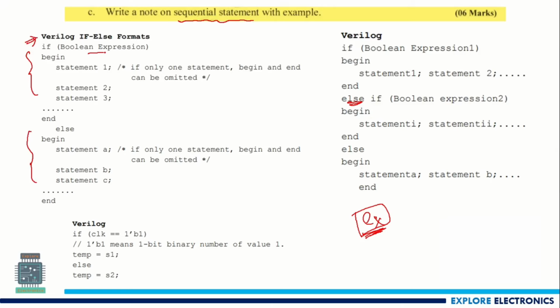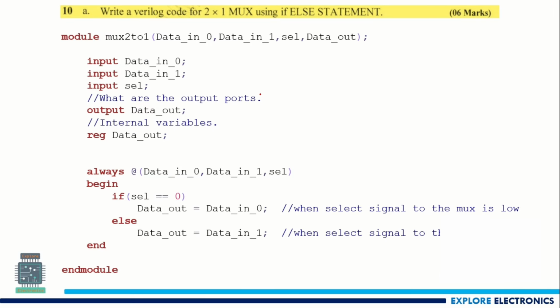These are going to check the condition. If that condition is satisfied, this will be executed. Else, the other set of statements will be executed. Write a Verilog code for 2:1 mux using if-else statement. For the previous question also, if you are going to write if-else, you can use this as an example.